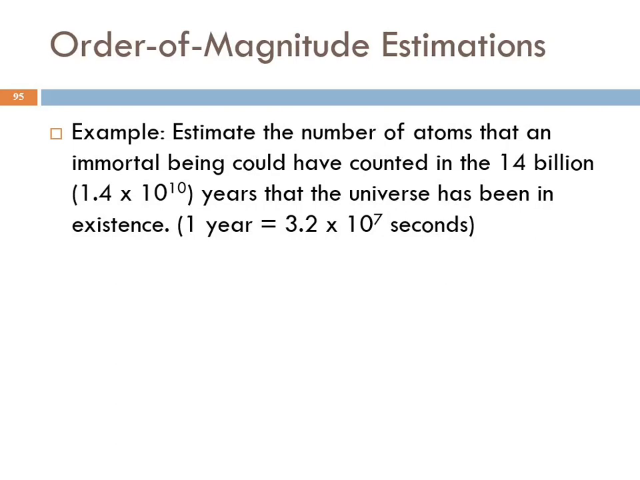Estimate the number of atoms that a mortal being could have counted in the 14 billion years that the universe has been in existence. Do we need a precise answer for this? No. So, 14 billion years, and what's kind of missing here is, well, how fast are they counting? How many atoms do you think you could count in a second? Book says 10. Good, thank you. So, counting 10 per second seems reasonable. 10 atoms per second.